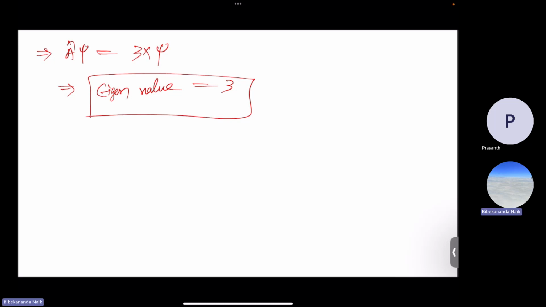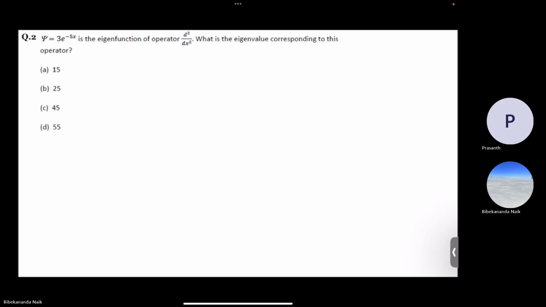The question says the wave function psi equals 3 e to the power minus 5x is the eigenfunction of the operator d square by dx square. Then what will be the eigenvalue corresponding to this? The options are option A 15, option B 25, option C 45, and option D 55.